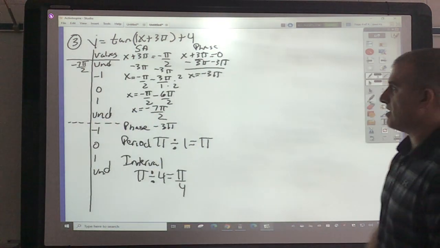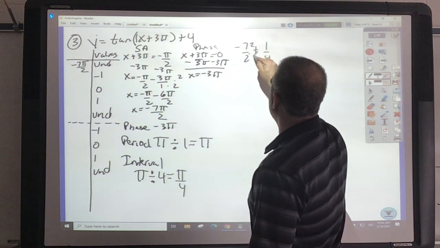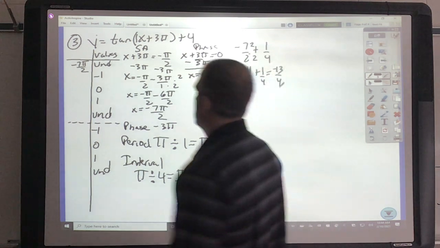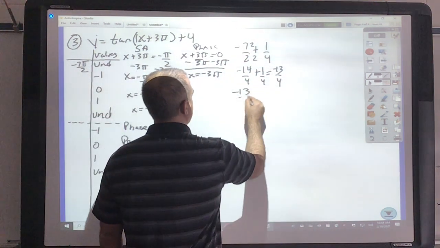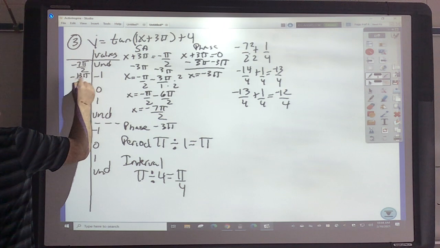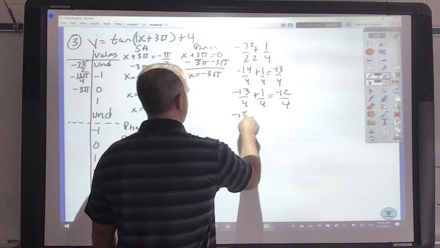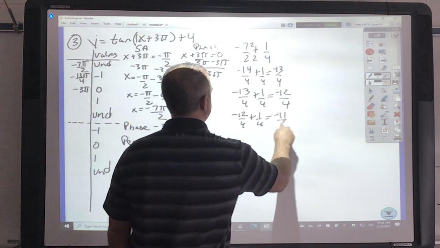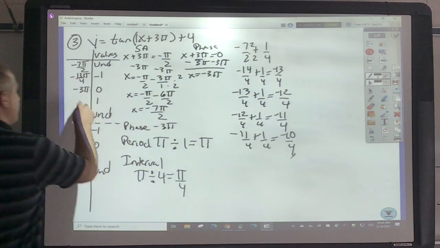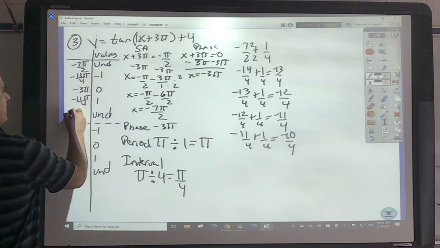Let's get into the battle of fractions now. I got -7/2 plus 1/4. I need a common denominator, so that'd be -14 over 4 plus 1 over 4 is -13 over 4. -13 over 4 plus 1 over 4 is -12 over 4. So I got -13 pi over 4, and I've got -3 pi. And -12/4 plus 1/4 is -11/4, and -11/4 plus 1/4 is -10/4. So I got -11 pi over 4, and I've got -5/2 pi.